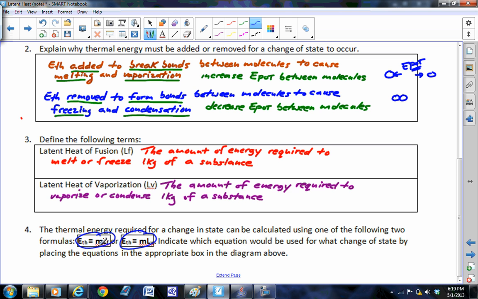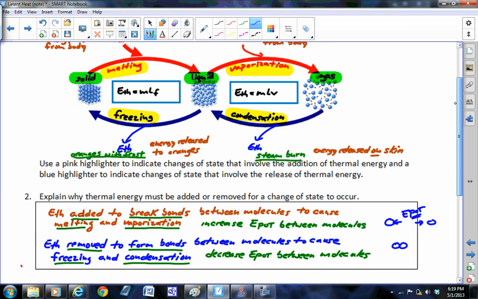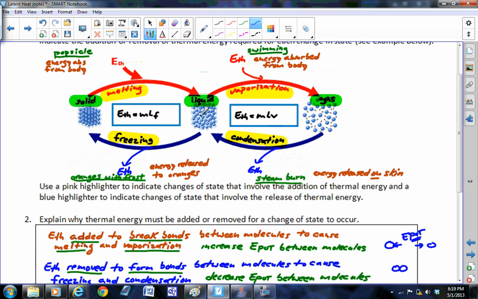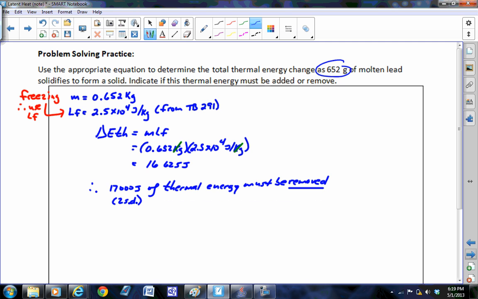E thermal equals mL. Could be E thermal equals mLf or E thermal equals mLv. So that's how we can determine the amount of energy. And the best way to look at this is an example.